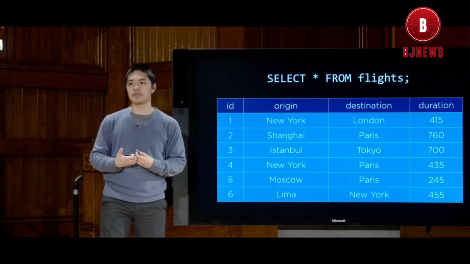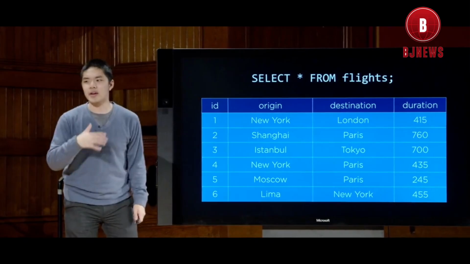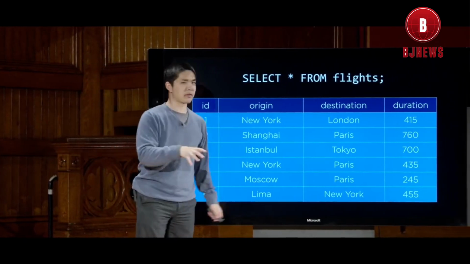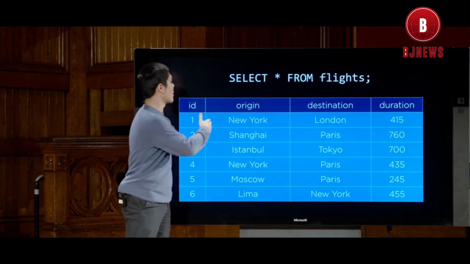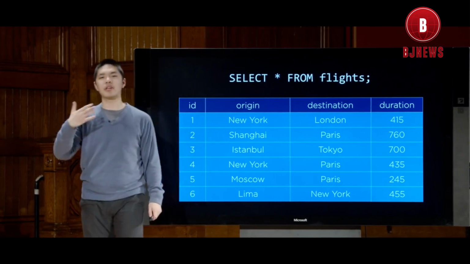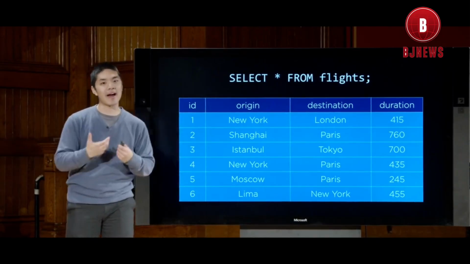Now, it's possible that when I'm running these queries, when I'm accessing data, I don't actually care about all of these columns, especially if I have a table with many more columns than just this. Maybe I only care about particular columns, and it would be wasteful to query the database asking it to return to me a whole lot more data than I actually need.